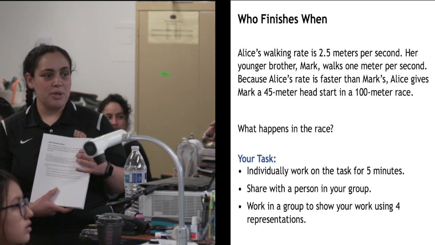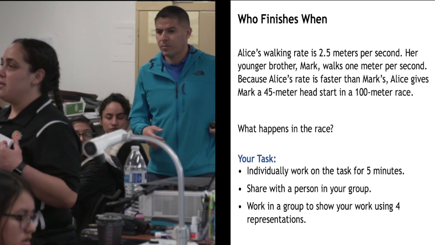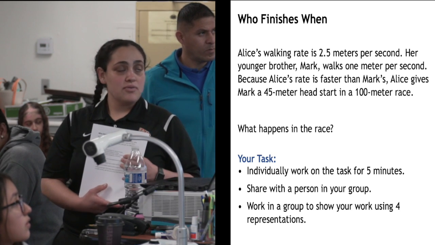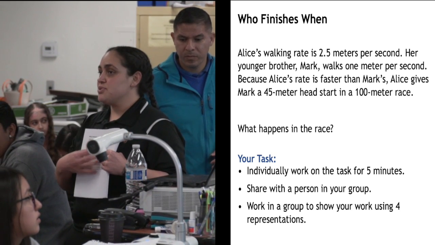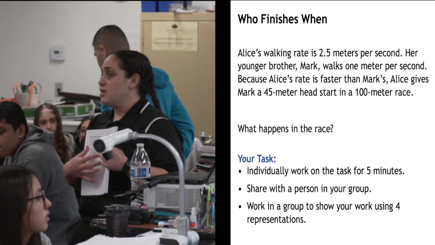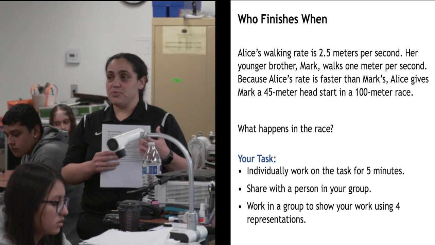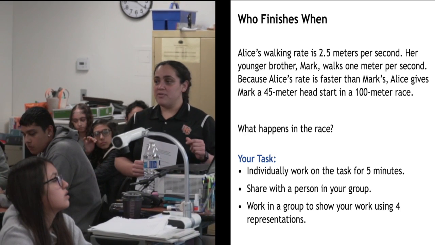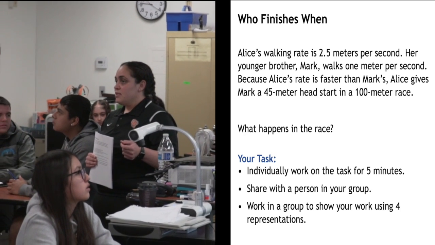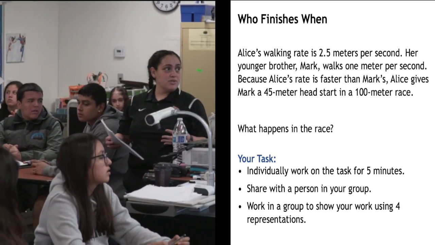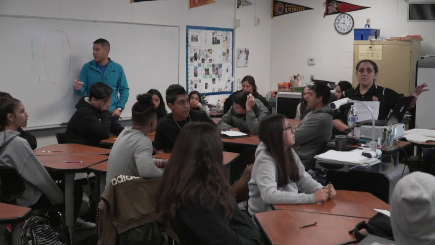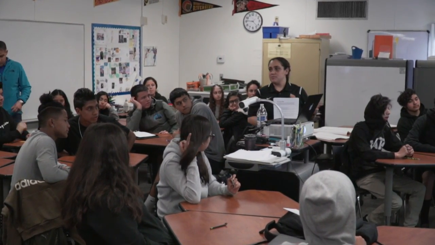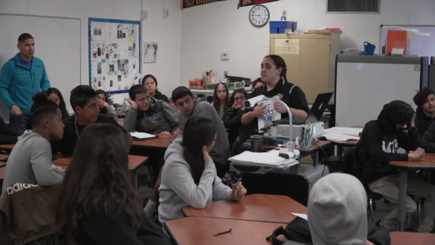Okay, so we're going to give you a paper that has this prompt again, and you're going to work on it individually for about 5 minutes. So what are your thoughts, what's going on, whatever you're thinking, how to solve this problem. Do you want to know who wins, who loses, who ties, whatever you're thinking, right? Start solving it. Then I'm going to have you share with the person next to you. And then eventually we're going to come in as a group and you're going to work together to show 4 representations. We want a table, an equation, a graph, and a picture, of how to solve this problem.